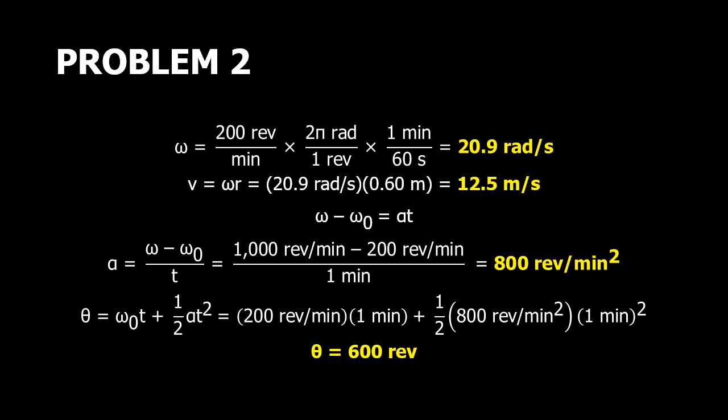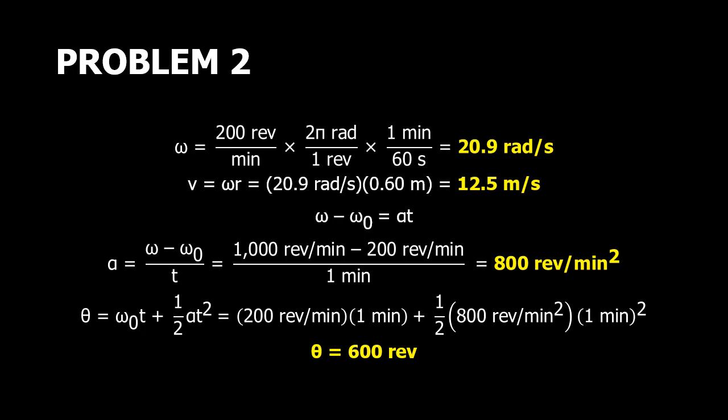So nasa ibabaw pala ang 1 minute. Nasa ilalim siya kanina. So yan. So 1 minute over 60 seconds. So yan. So this will cancel, the revolutions will cancel, the minutes will cancel, and matitira sa atin is radians per second. So we multiply 200 by 2 pi and then divide by 60, and that will yield 20.9 radians per second.